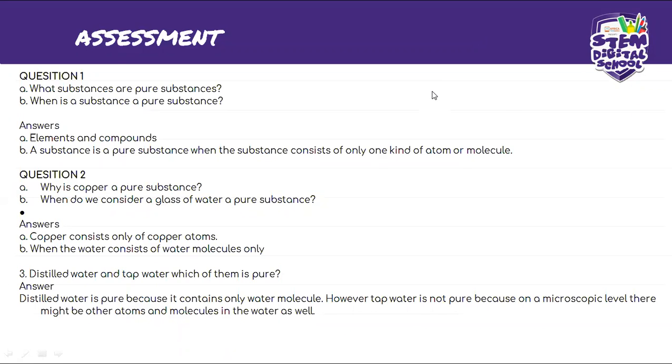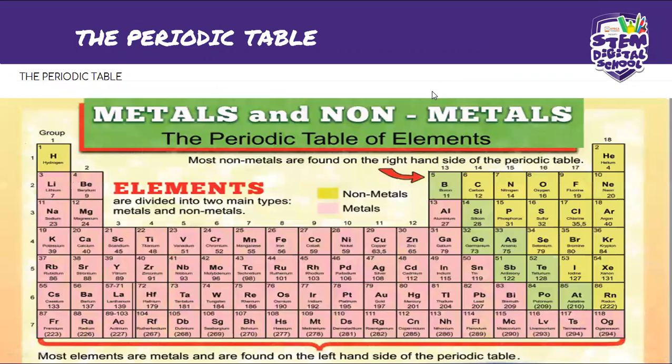Okay, now listen. The other question is, why is copper a pure substance? Why is copper a pure substance? Send in your answers. Natalie is very good. Natalie's came. I'm waiting for the rest. Yes, it's only one kind, that's fantastic.